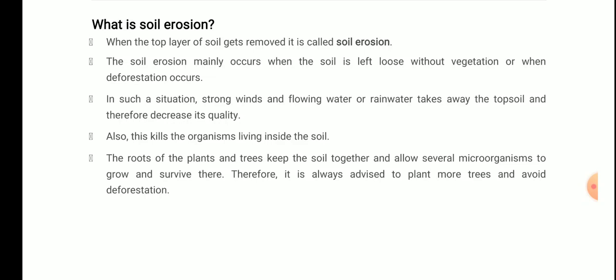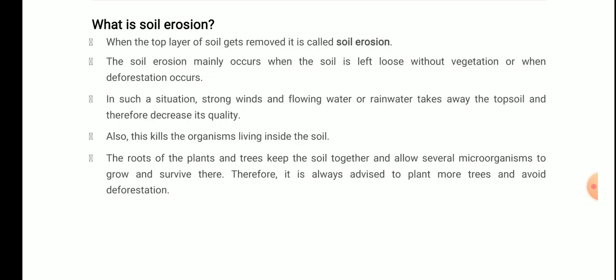But what is the point? If the soil is left loose without vegetation, or when deforestation occurs, what is deforestation? Cutting of the trees. So once the cutting of the trees takes place, the roots cannot hold the soil anymore, and the soil can easily, with the help of water flow or heavy wind, erode. Okay, so this is soil erosion. In such a situation, strong winds and flowing water or rainwater take away the topsoil and therefore decrease its quality.